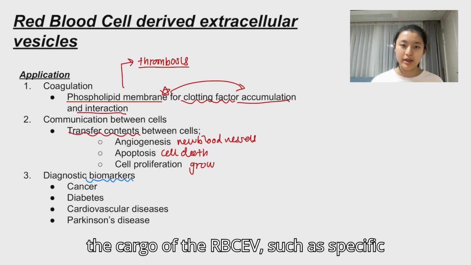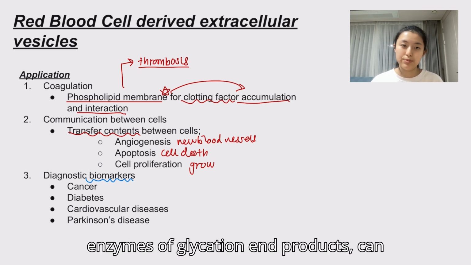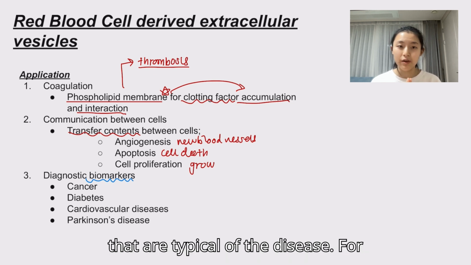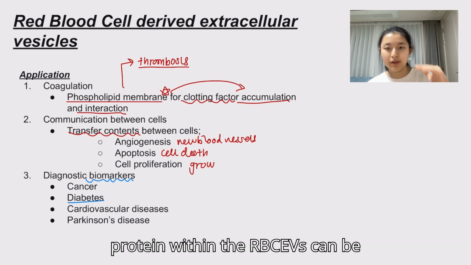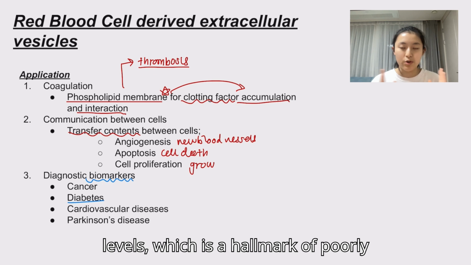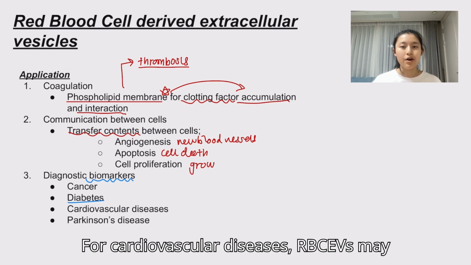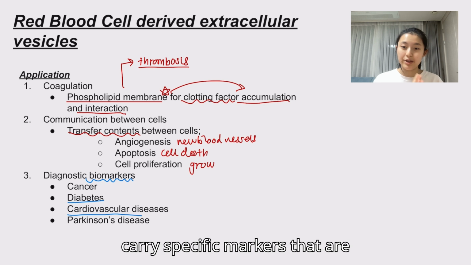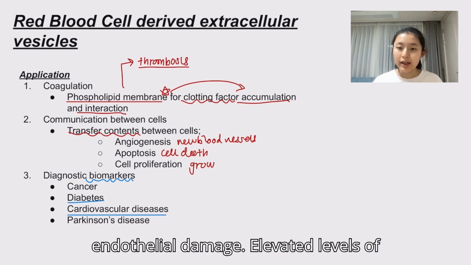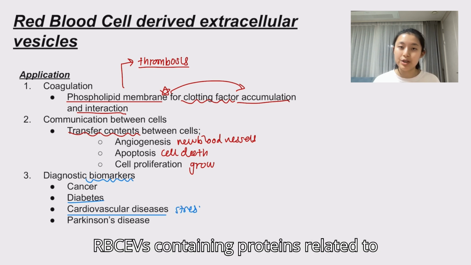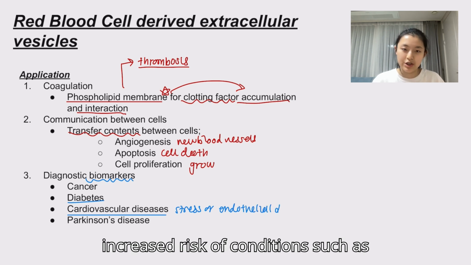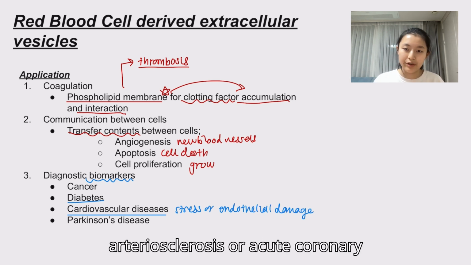In the context of diabetes, changes in the cargo of the RBC EVs, such as specific enzymes or glycation end products, can perhaps reflect metabolic disturbances that are typical of the disease. For example, increased levels of glycosylated protein within the RBC EVs can be indicative of prolonged high blood sugar levels, which is a hallmark of poorly managed diabetes. For cardiovascular diseases, RBC EVs may carry specific markers that are indicative of cardiovascular stress or endothelial damage. Elevated levels of RBC EVs containing proteins related to inflammation and thrombosis can signal an increased risk of conditions such as arteriosclerosis or acute coronary syndrome.